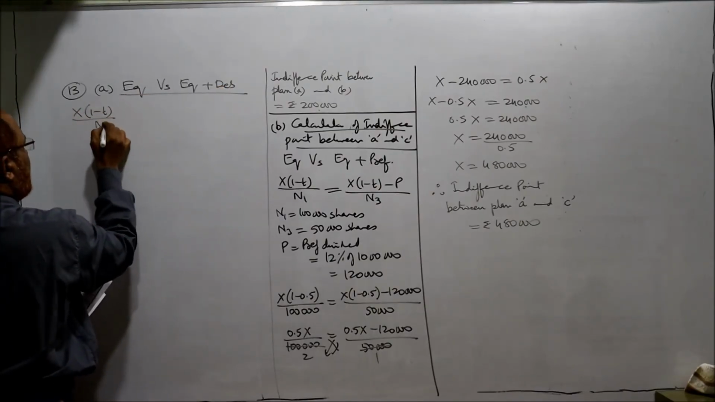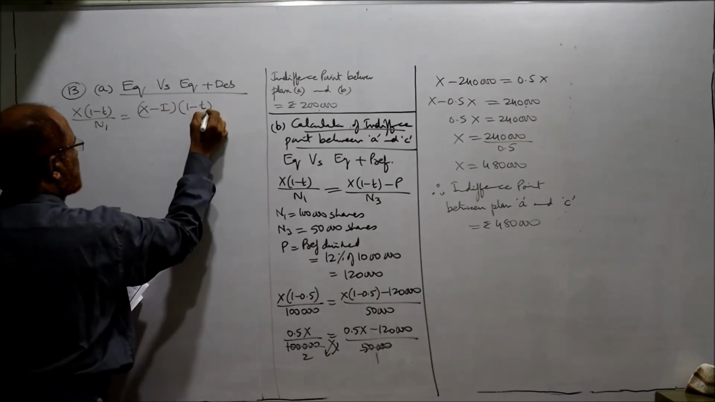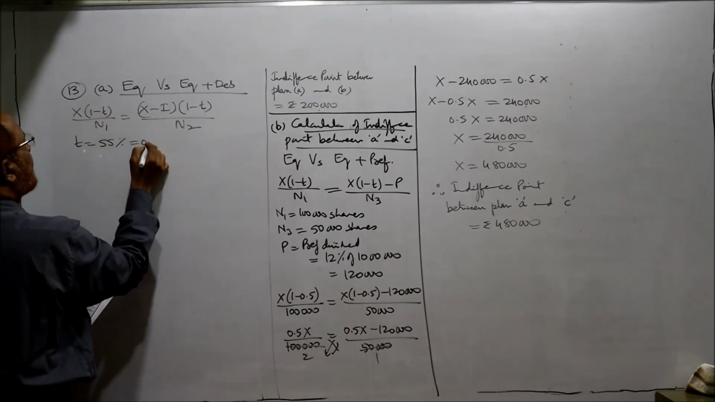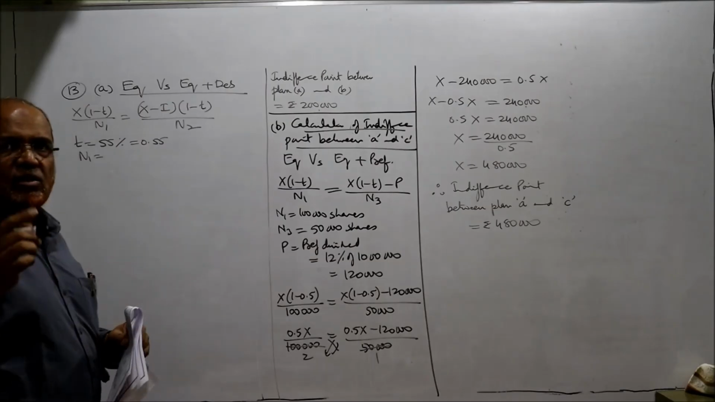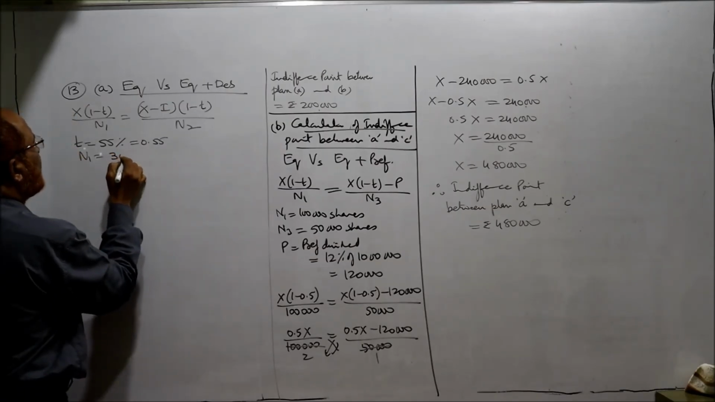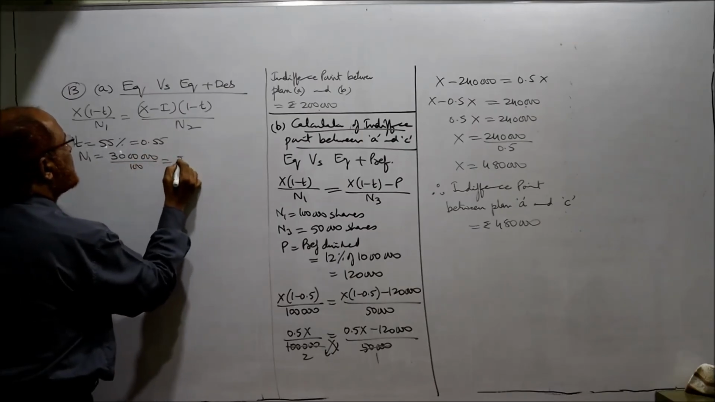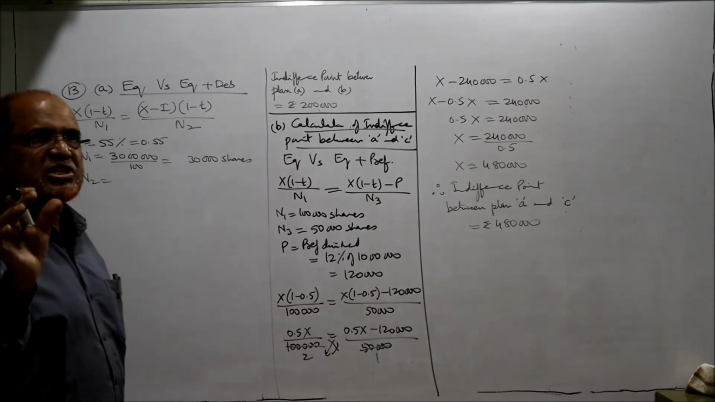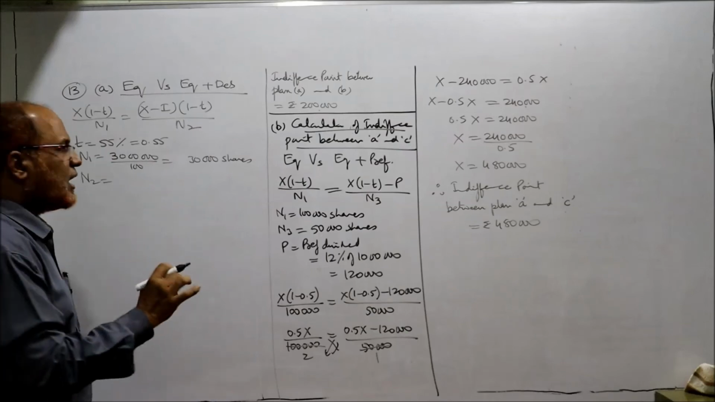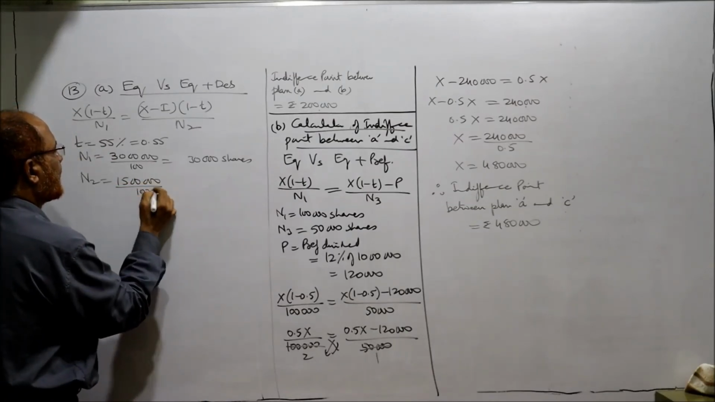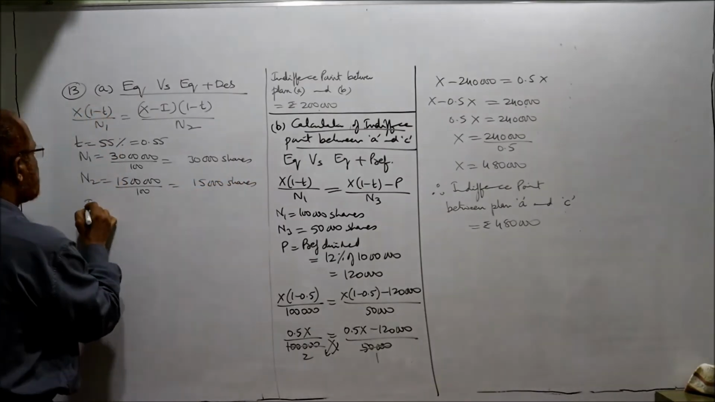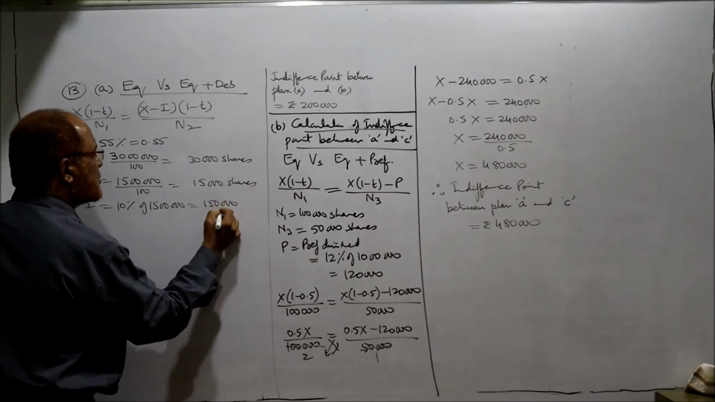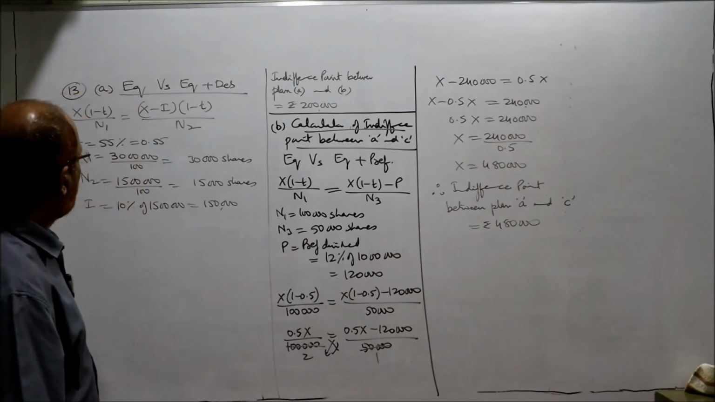x into 1 minus t by n1 is equal to x minus I into 1 minus t divided by n2. So here t is equal to 55%, 0.55. n1 is equal to number of equity shares if only equity shares are issued. So if only equity shares are issued, 30 lakh divided by 100 is equal to 30,000 shares. n2 is equal to number of equity shares if equity share and debentures both are issued. When both are issued, there are equity shares of 15 lakh rupees. I is equal to interest on debentures, 10% of 15 lakh, 1,50,000. Right? Over.